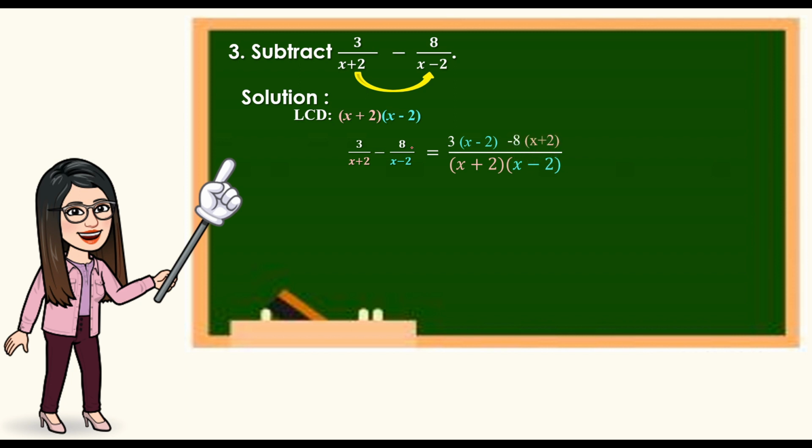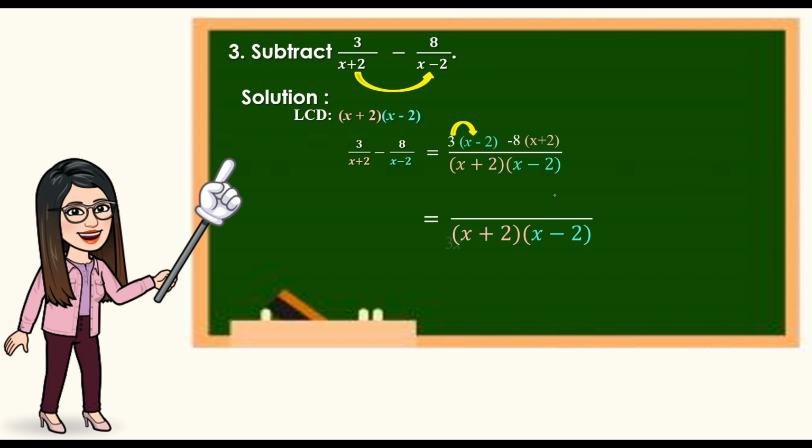And we have negative 8, or a negative. So why is it negative? Because the operation here is minus. So we have minus 8 times the quantity of x plus 2. Let us continue. Okay, rewrite the denominator.